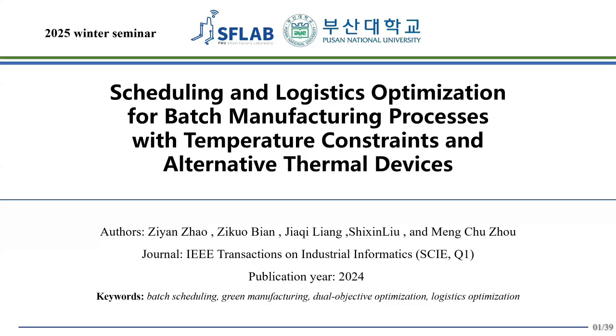The topic is scheduling and logistic optimization for batch manufacturing processes with temperature constraints and alternative thermal devices. Published in the Journal of IEEE Transactions on Industrial Informatics, in 2024. The keywords are as follows: batch scheduling, green manufacturing, dual objective optimization, and logistic optimization.